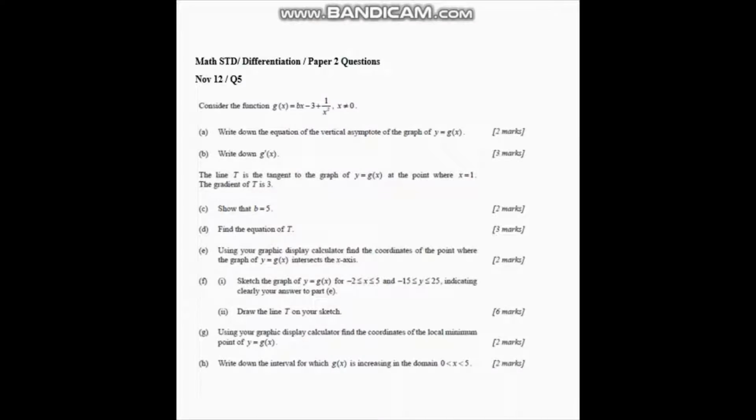Next, you are told that the line T is the tangent to the graph of y equals g of x at the point where x equals 1. The gradient of T is 3. Show that b equals 5. So the gradient is 3 at the point where x equals 1, because we know that the gradient of the tangent at a point is the gradient of the curve at this point. So the gradient of the tangent at x equals 1 is 3. Hence, g dash equals 3 when x equals 1.